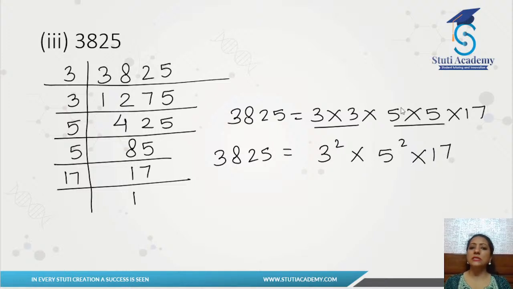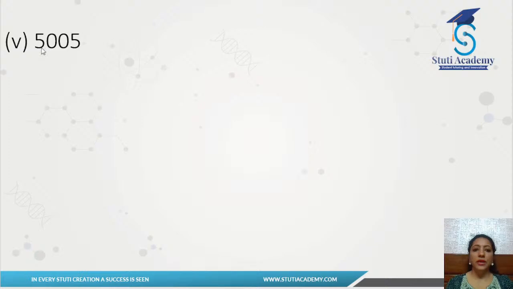So children, this is very simple. You've done this in primary classes also. Now coming to the last one, we have 5005. So this also we have to prime factorize.